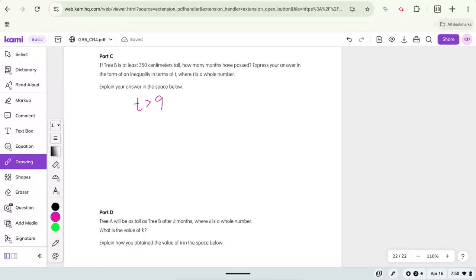Here's what I wrote in my explanation. I wrote, locate the point on the line representing the growth of tree B where the tree reaches 350 centimeters. This corresponds to just over 9 months. So be sure to include your explanation.